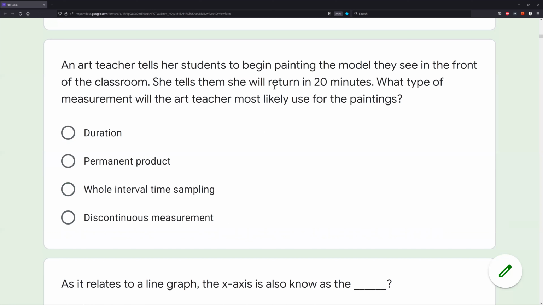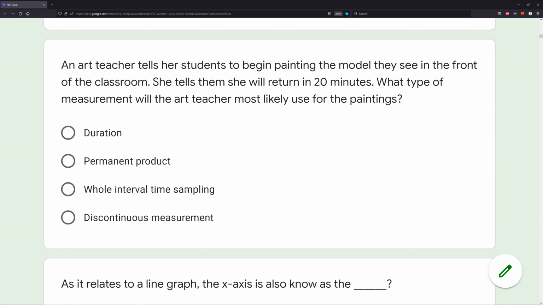This is why it's important that we recognize what the question is asking. The question is asking about what type of measurement for the paintings. We're not talking about the measurement for the time she's gone, okay? You need to understand that. Don't just look at the numbers and immediately say, well, 20 minutes is duration, let's pick duration. It's not what the question's asking. Permanent product. Yes, right? She's not observing the behavior happen, but once she comes back, she's going to observe the product, or the outcome of what was done when she was gone. We're concerned with the product in this case. This is going to be permanent product.